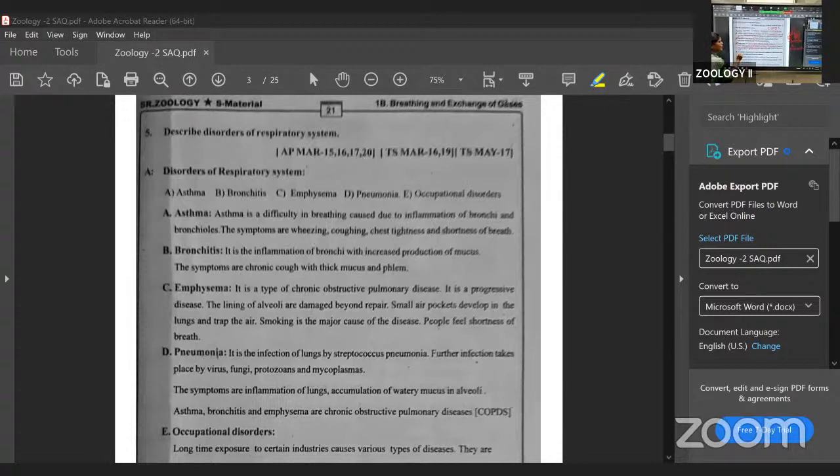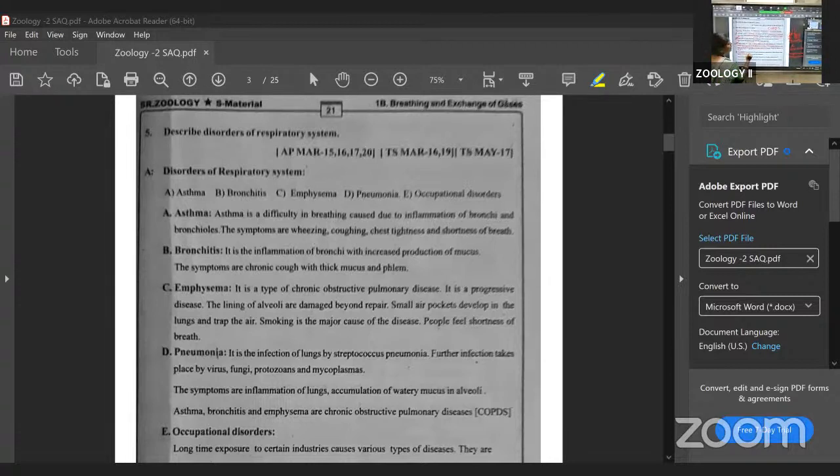Next one is pneumonia. Pneumonia is caused by infection. Which one? The Streptococcus pneumoniae bacteria. Normally, Streptococcus pneumoniae bacteria cause pneumonia. Sometimes other viruses, bacteria, and fungi also cause pneumonia.